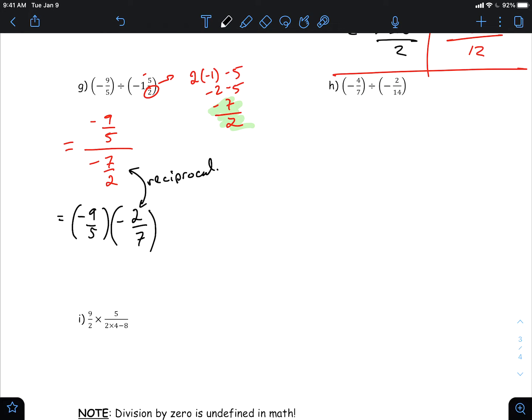Okay, and then you can just do the math on it. 2 negatives are going to make a positive. So the 2 fractions are negative, so you know right off the bat the 2 negatives make a positive, so you're not worried about the sign for the final answer. But we can go 9 times 2 would be 18, and 5 times 7 would be 35. Okay?